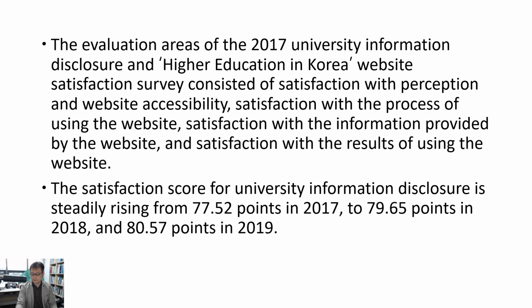77.52 points in 2016 to 79.65 points in 2018 and 80.57 points in 2019.